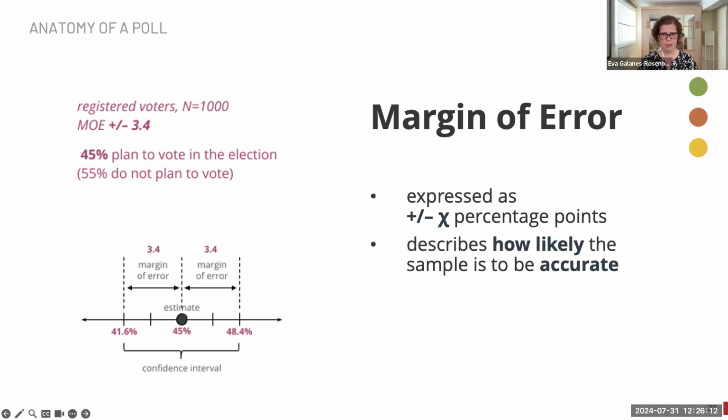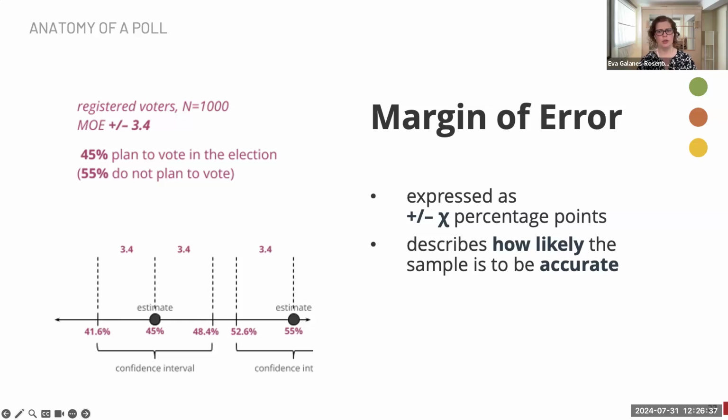This is not a term you need to memorize or anything like that, but just so you know, that's what it's called in statistics. And that's the range in which the real number of people planning to vote in this election most likely falls. It's somewhere in that range. In other words, the real number of people planning to vote in the election is very likely between 41.6 and 48.4%. Most of the time, though, we're not looking at a single poll number in isolation.